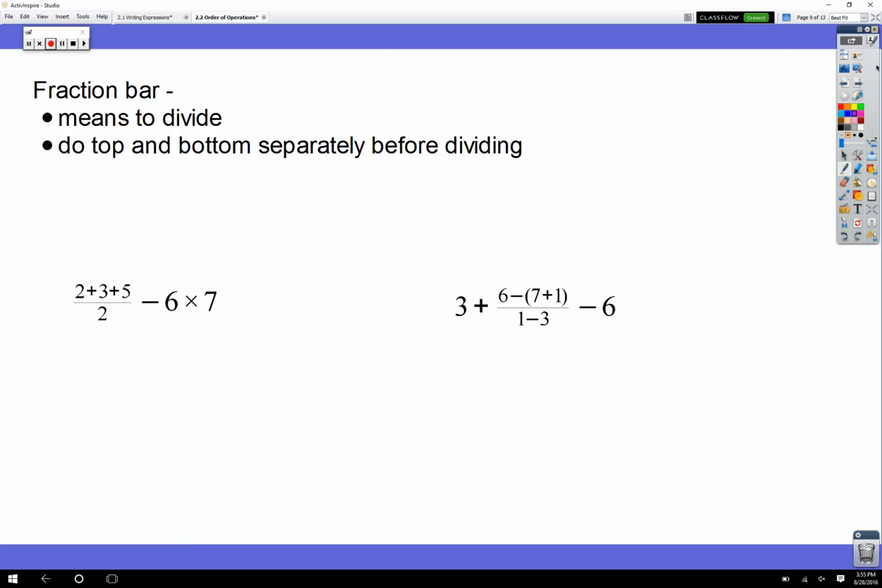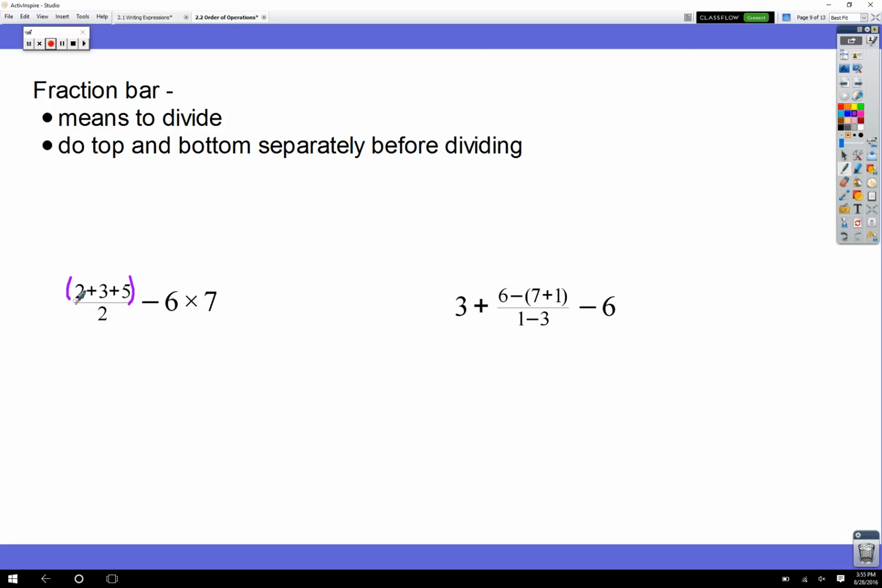Okay, I also told you in the introduction about the fraction bar. A fraction bar means to divide. You're going to do the top and bottom separately before dividing. So I'm going to start. P stands for parentheses or other grouping symbols. So I'm going to start by doing the things above and below the fraction bar. And I could actually write a parenthesis around it if I want to. It's kind of there, but it's invisible.